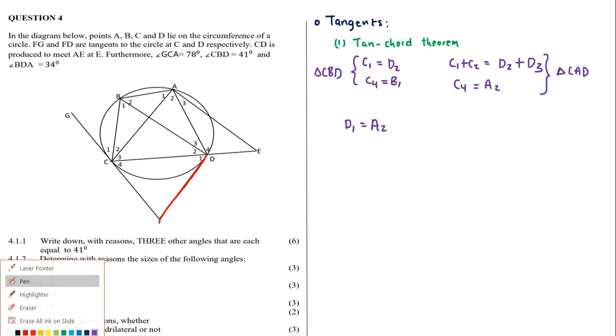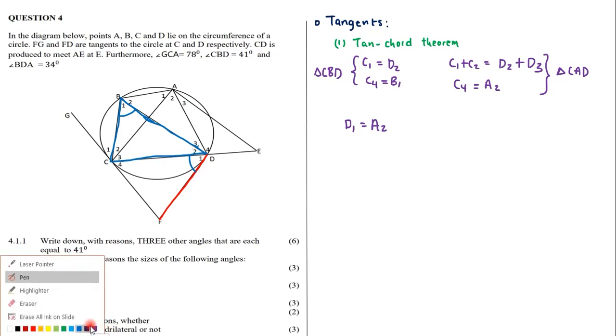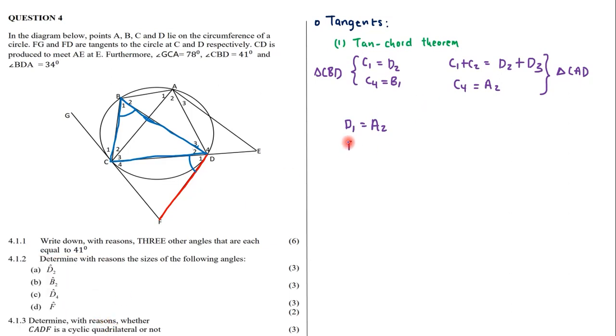Now we're going to look for another triangle. Is there another triangle here? Let's see. I'm going to trace this line. You can see that when I trace this line like that, it gives me this triangle, right? Now again, this angle D1 is the same as that angle B1. So we will say D1 is the same as B1, right?